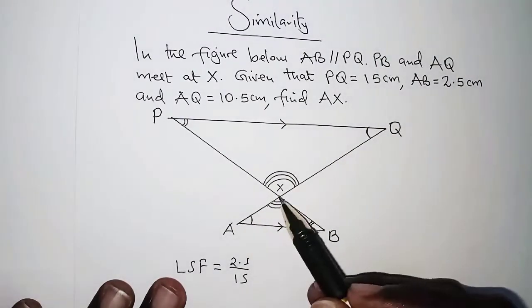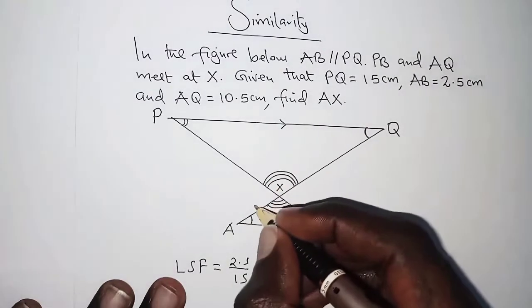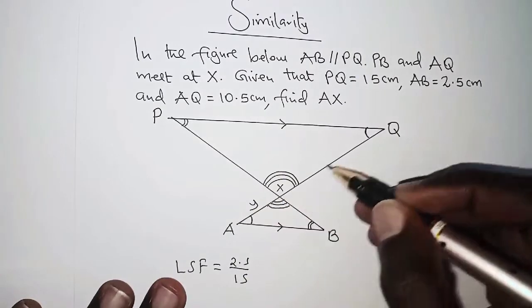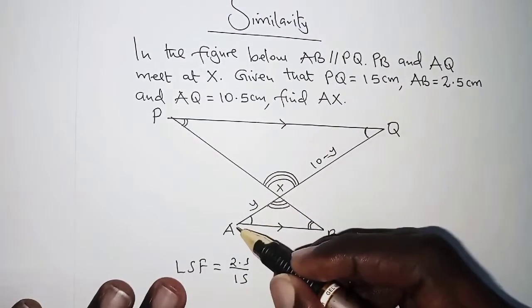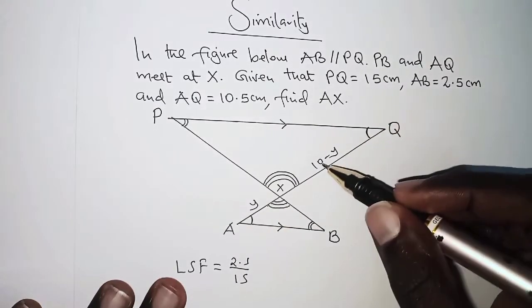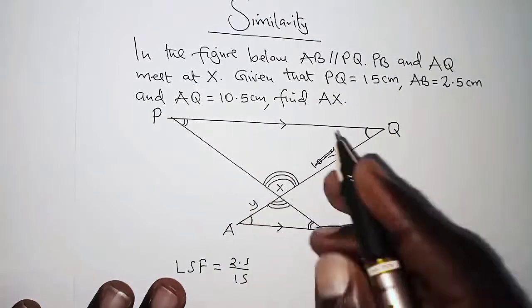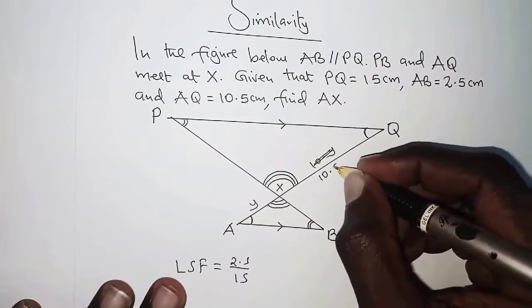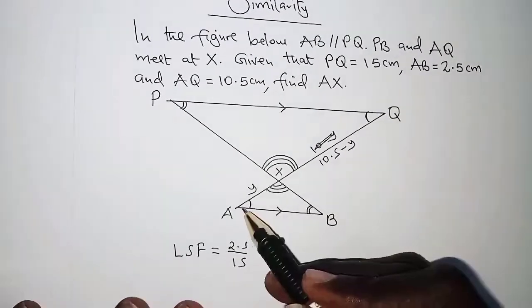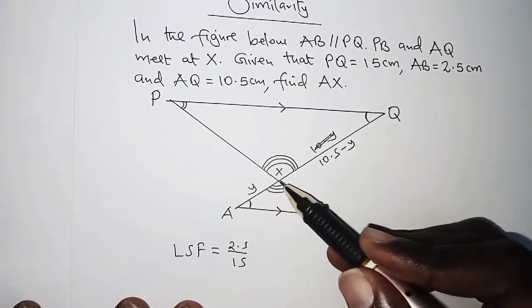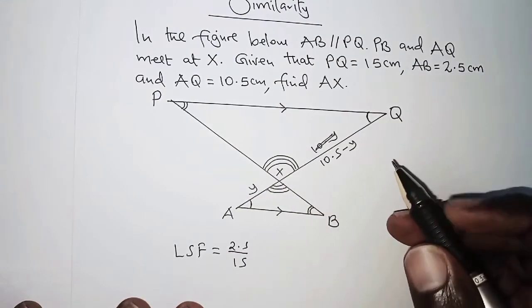Now we can let AX, remember it's this AX that you're required to know, be Y. That means that XQ will therefore be 10 minus Y, because the whole length AQ is, sorry, it's not 10. We are told 10.5. So we have 10.5 minus Y. Sorry for that. If AX is Y, then XQ is 10.5 minus Y.